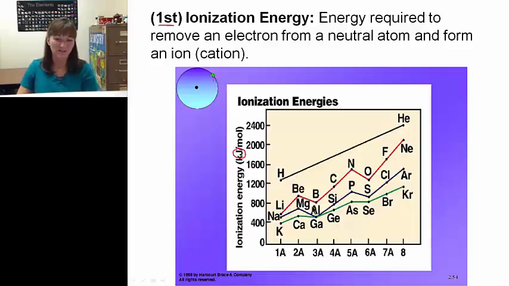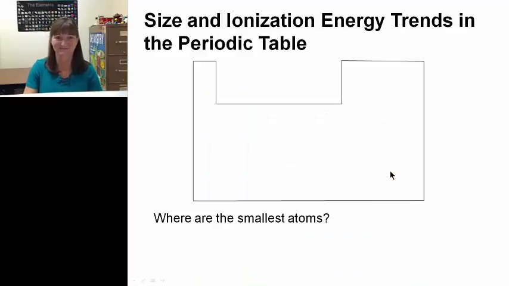There are a few anomalies to that. Upper level chemistry classes need to be able to explain to me why boron is lower than beryllium. But for this class, we're just going to go with the general trend that as you move from left to right, ionization energy increases. That was not a very good straight line.